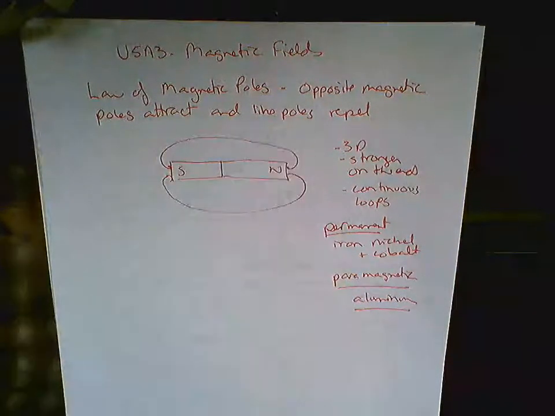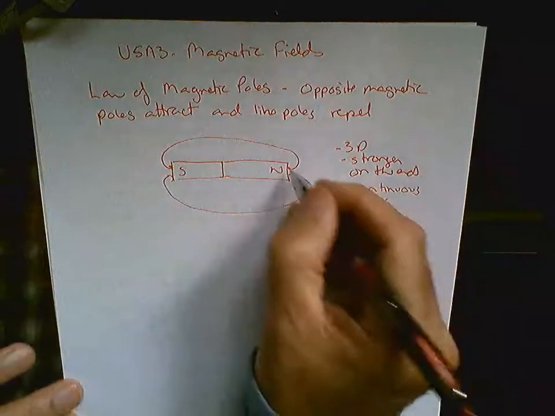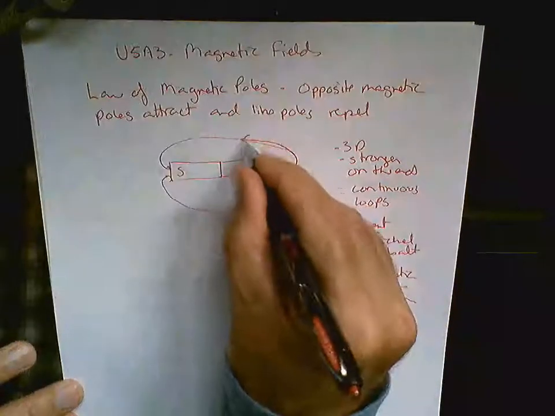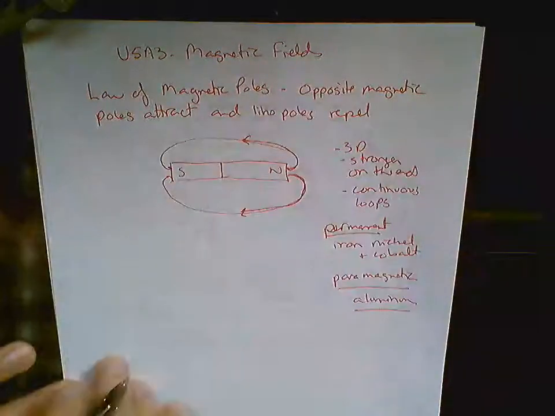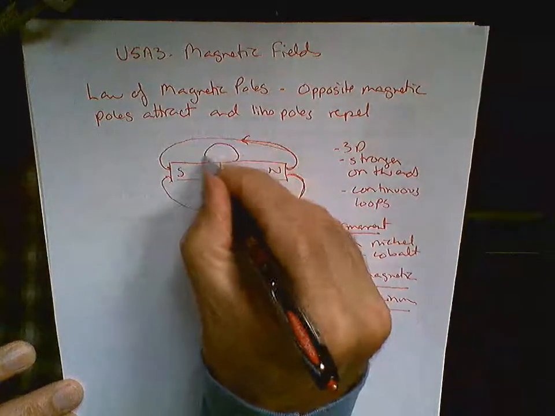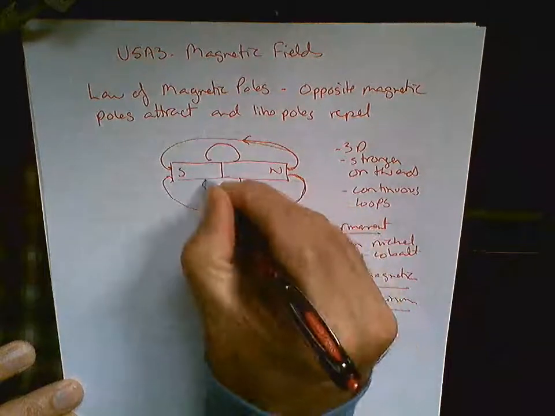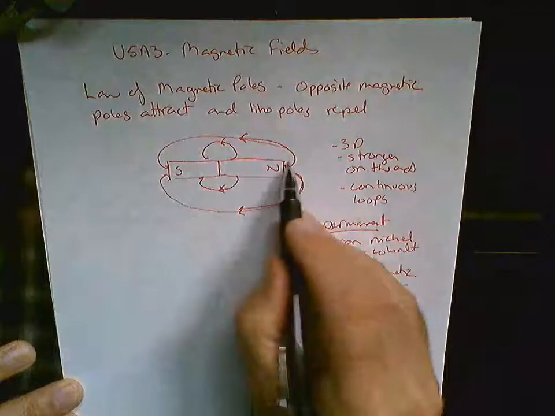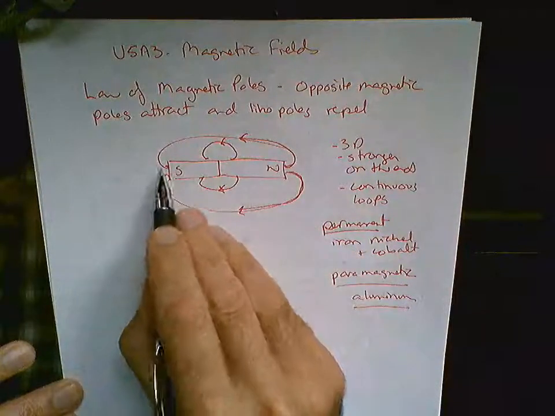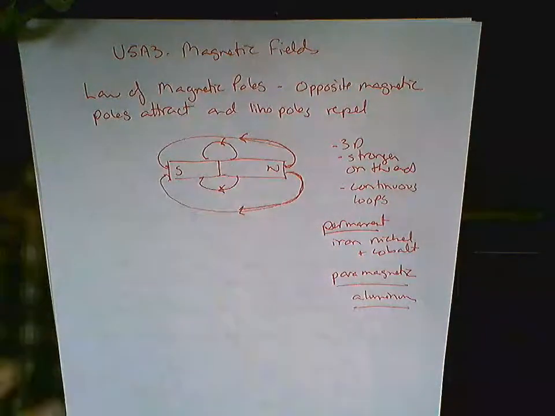Like poles will repel. Now, these fields travel from north to south, so if you sprinkled iron filings on top of one of these magnets, what you would find is these loops that go like this. They go from north to south. They are stronger at the ends of a bar magnet than they are in the middle.